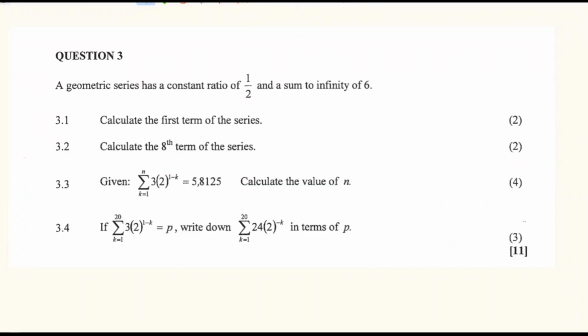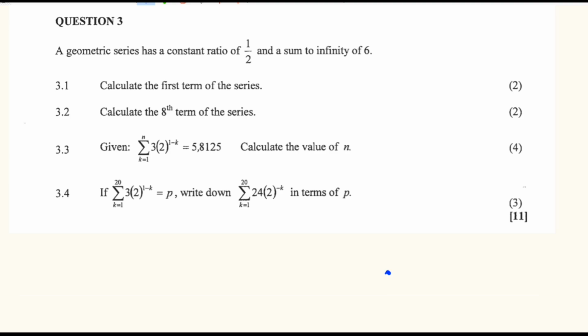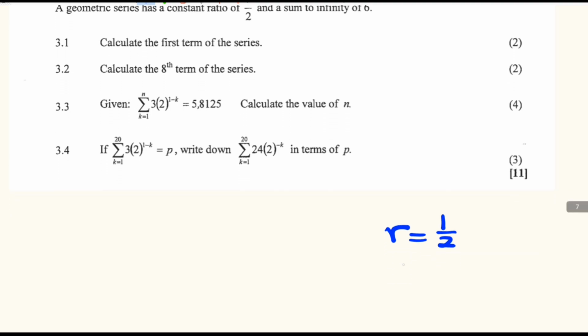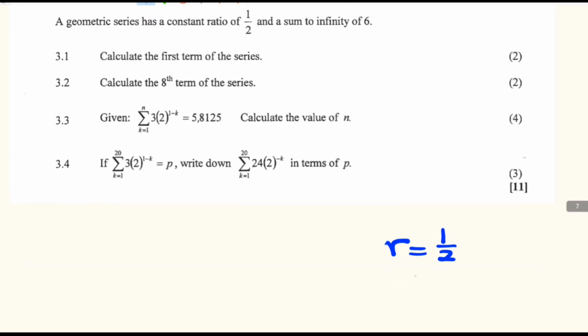My name is Bino. In this video, we go through the following question which is based on geometric series. We have a geometric series which has a constant ratio r equals 1 over 2 and the sum to infinity is equal to 6. And question 3.1, we calculate the first term of the series.